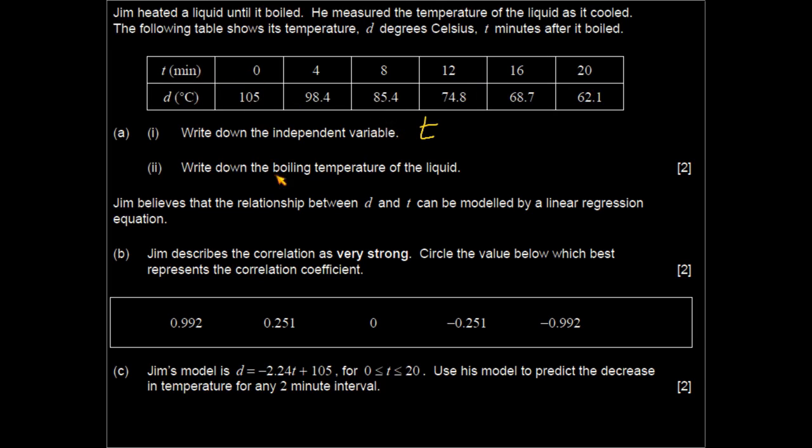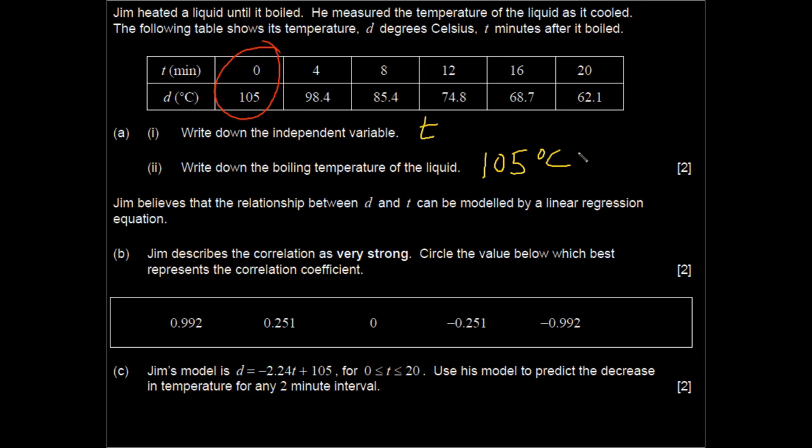Then it says write down the boiling temperature of the liquid. If we go back to the question, it says Jim heated the liquid until it boiled, and then he measured the temperature of the liquid as it cooled. So at time T equals 0 is when it's boiled. So when it boiled would be this one here. So the temperature is going to be 105 degrees C.